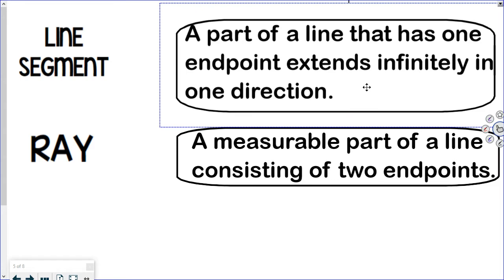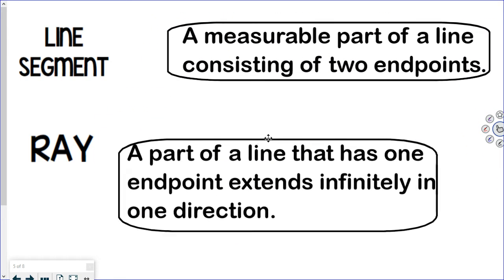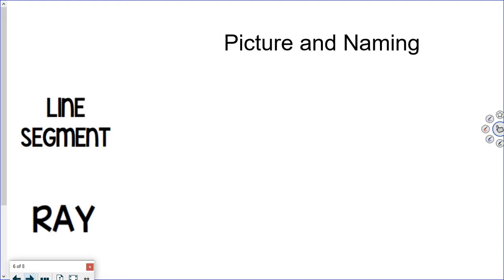And so as you guys are looking at this, I'm going to go ahead and move these so you can copy these down or at least look at these. A line segment is a measurable part of a line consisting of two endpoints, and we're going to draw a picture of that, and we're going to talk about how you name that. Same thing with a ray. A ray does go infinitely in one direction, but it does have one endpoint as well. So as we're looking at our definitions, the way that we're going to look at these pictures directly correlates.